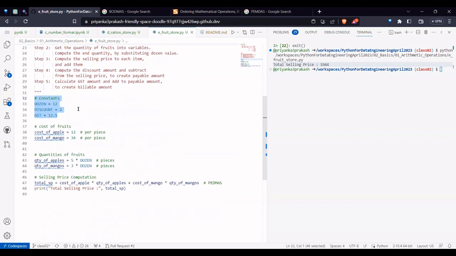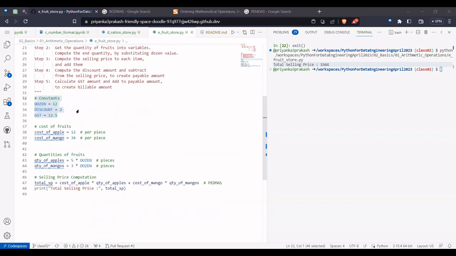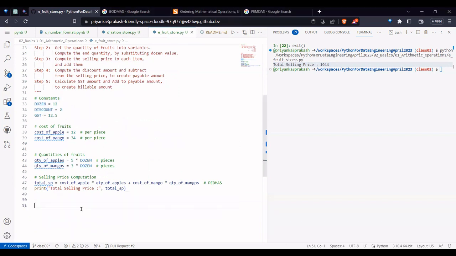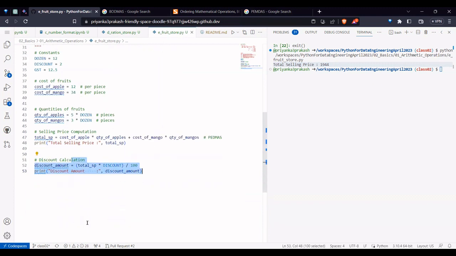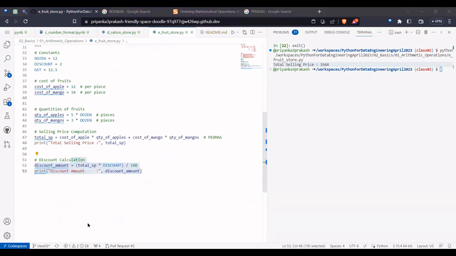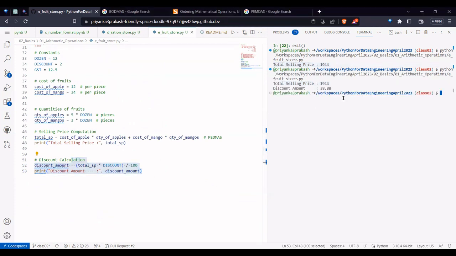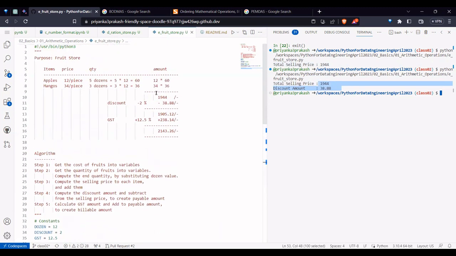Now using this discount, I need to compute the discount right now. So if I compute the discount, I can get the value, the total result. After getting the discount, what is the result finally? You got a discount amount right now. You see, so and so, 1944, discount is like 38.88.